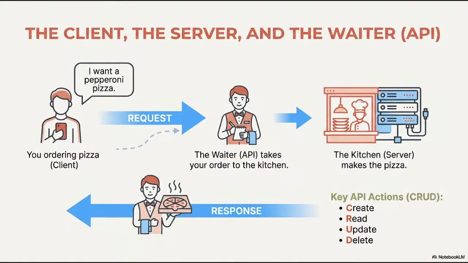In a real life scenario, if you want to order a pizza, the client requests a pizza from the waiter, and the kitchen makes the pizza, which is the server processing. Then the delivery person brings the pizza. The server responds, which is the pizza delivered to you, the client. So you eat the pizza. The key API actions are the code operations applications use to create, read, update and delete.